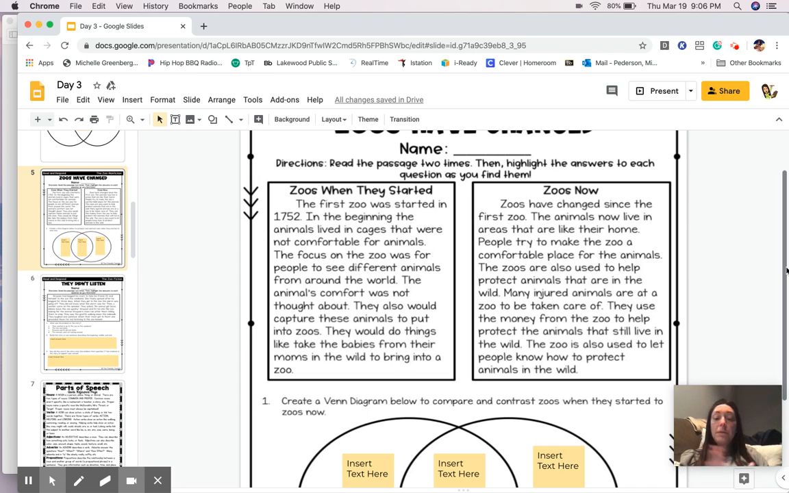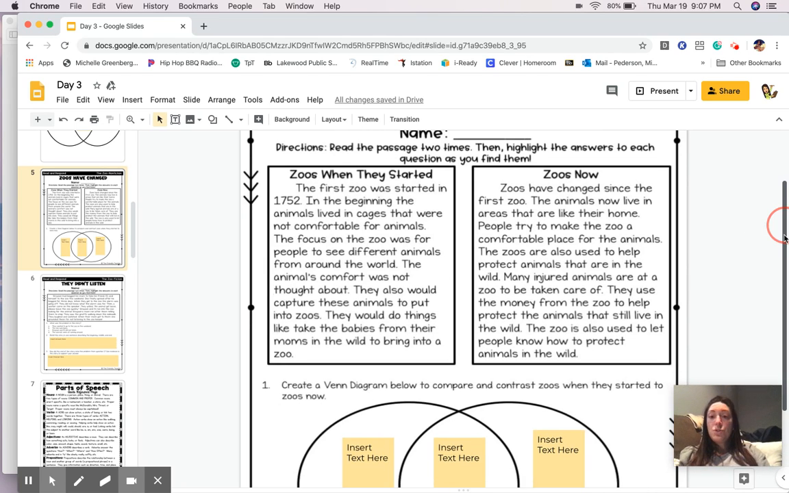All right, so we're going to be comparing zoos when they started and zoos now. The first zoo was started in 1752. In the beginning, the animals lived in cages that were not comfortable for animals. The focus on the zoo was for people to see different animals from around the world. The animals' comfort was not thought about. They also would capture these animals to put into zoos. They would do things like take the babies from their moms in the wild to bring into a zoo.